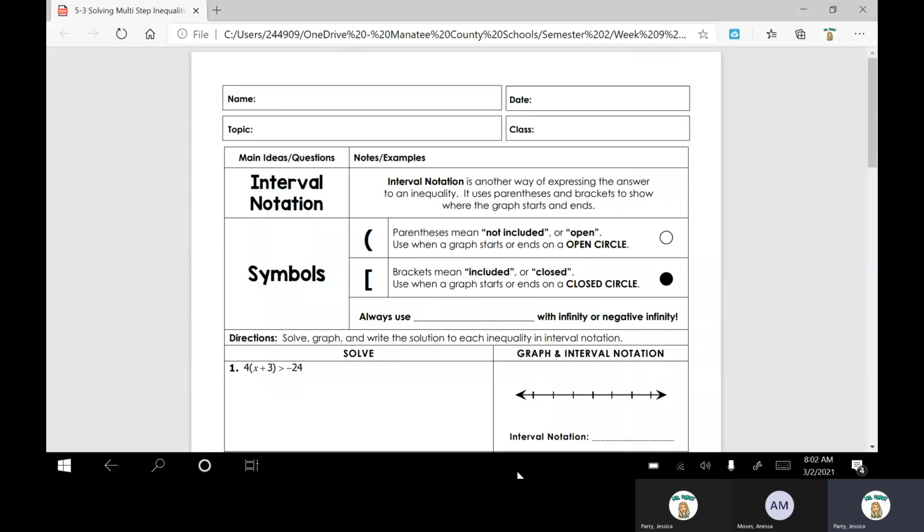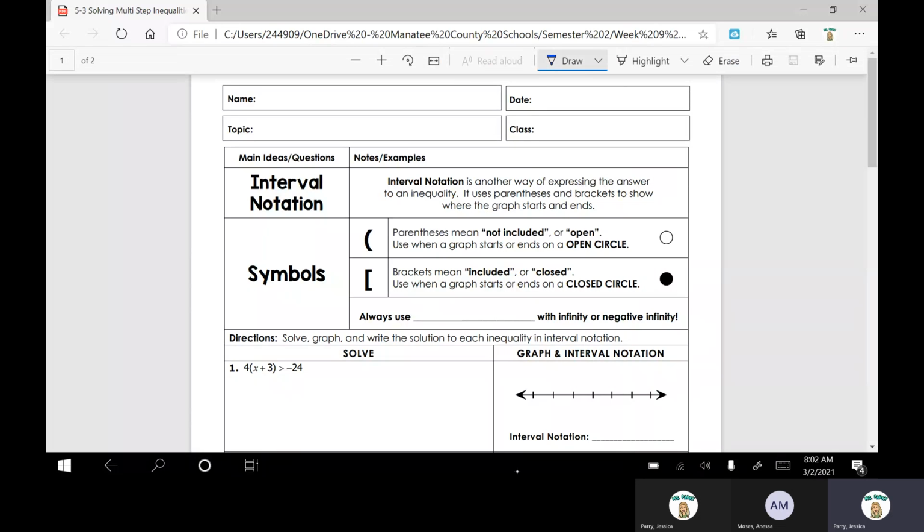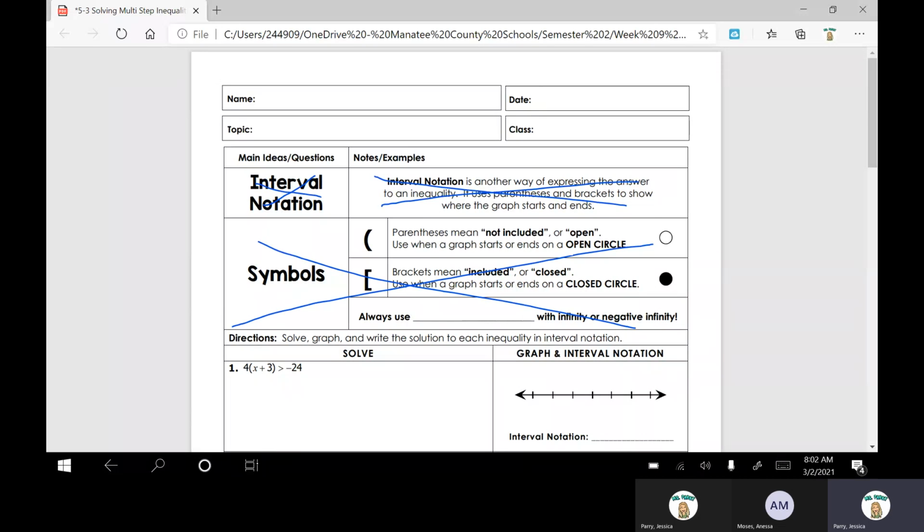For today, our notes are on solving multi-step inequalities. And I know on these notes here, there's a lot on the topic of interval notation. We're actually not even going to be going over that section for interval notation. So you can just ignore that whole entire interval notation section, as well as all these little symbols here. Go ahead and cross that off because we're not going to go over interval notation. You don't need to do that for this class.